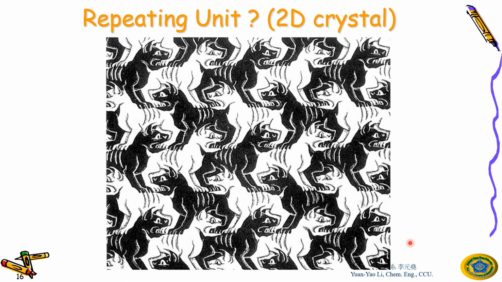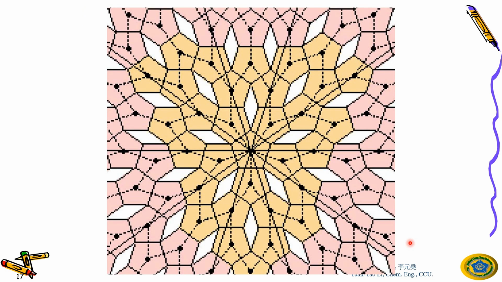Okay, so where is the repeating unit? Please tell me. How about this one? You know, pentagon doesn't work because if you put this together, this is not a 2-dimensional repeated unit, so it doesn't work. Okay, you have space here, right?